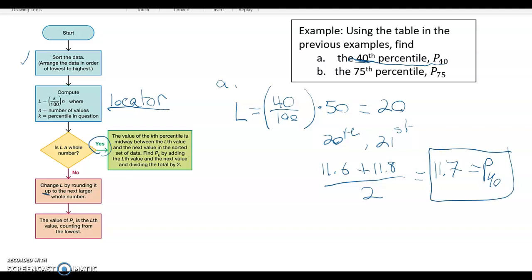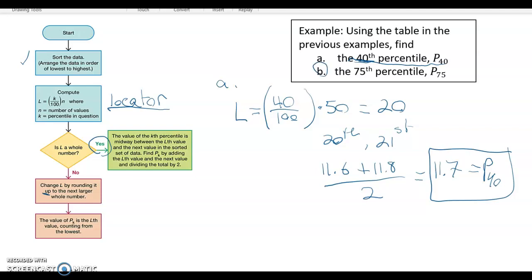Now, when we were asked to locate what percentile 11.8 was, we got the 40th percentile. So note that you might get slightly different answers going in the different directions for percentile. And that's okay. Let's look at the next example.